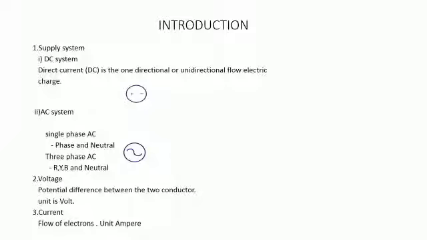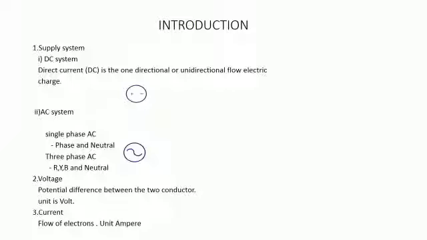Second one is the AC system. AC means alternating current. It varies sinusoidally with respect to time, so it is indicated by a sinusoidal symbol. The AC system is again divided into two types. One is the single phase AC, another one is the three phase AC. Single phase AC has two terminals, one is phase and another one is the neutral, simply denoted by P and N. The supply voltage may be 230 volt.